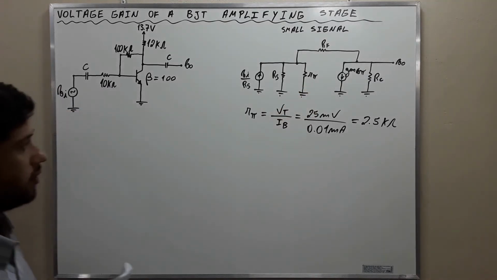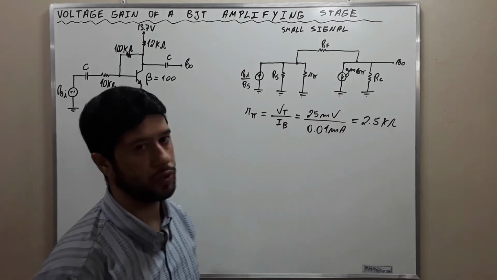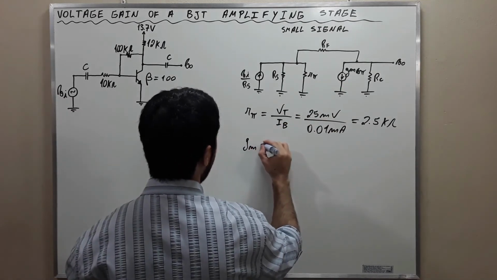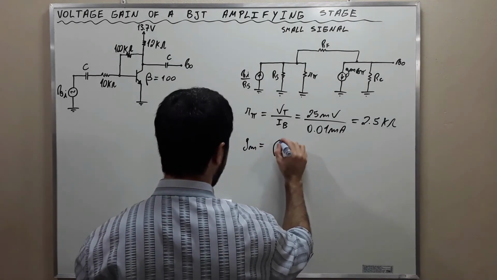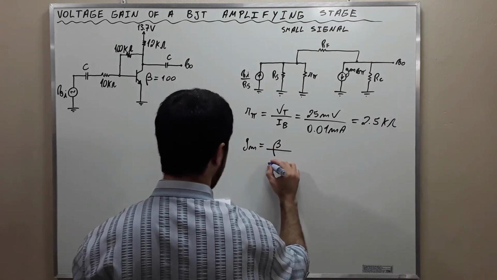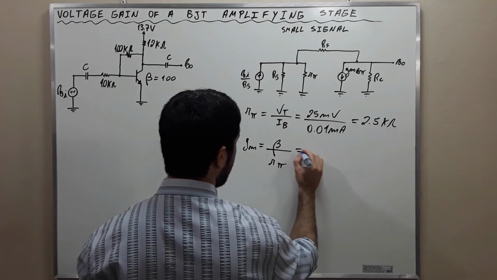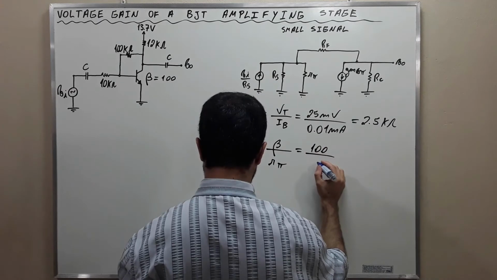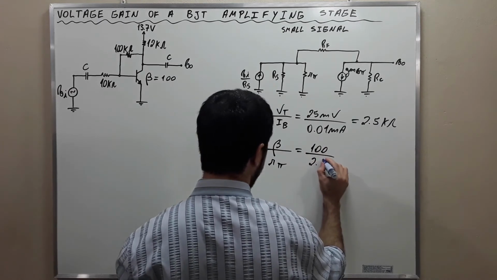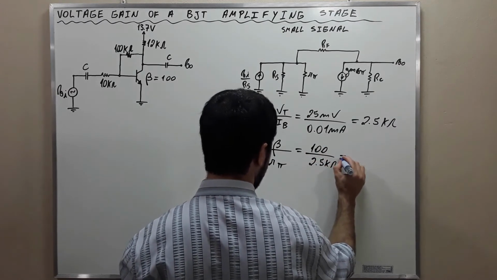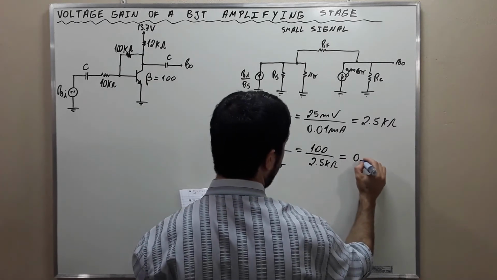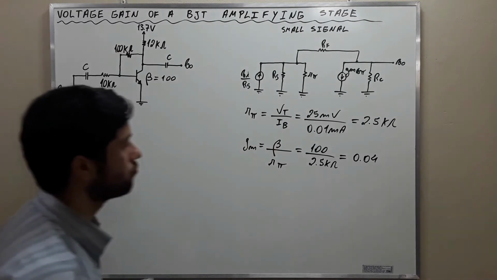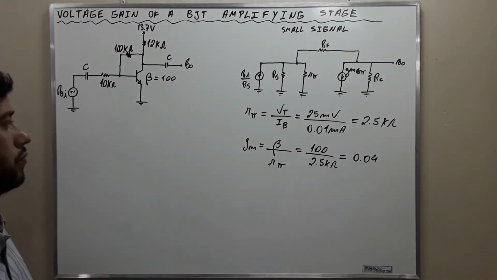We are going to find the transconductance gain. Gm is going to be equal to beta divided by R pi, which is equal to 100 divided by 2.5 kilo ohms, and this is 0.04.